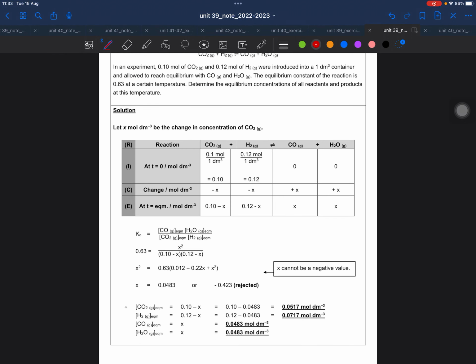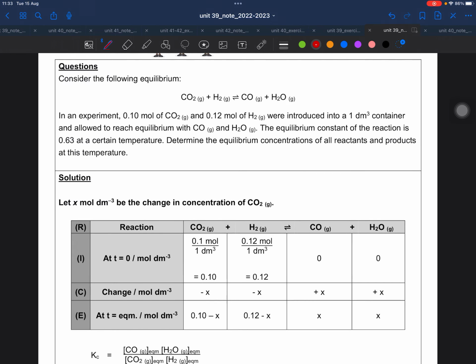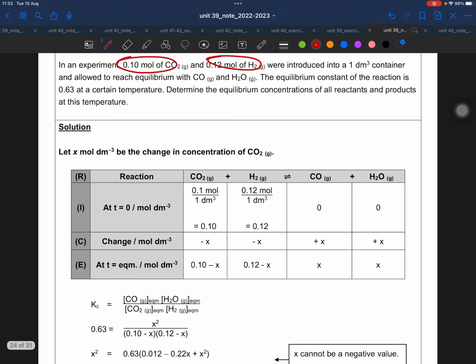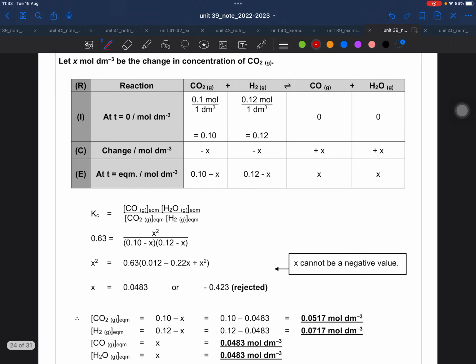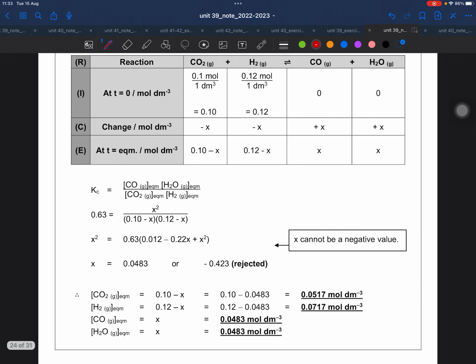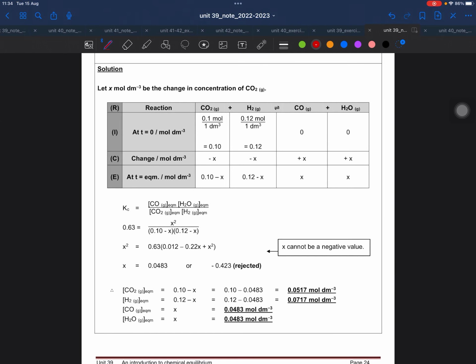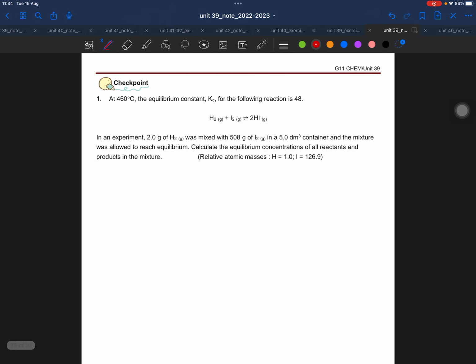So for an even more complicated case, you can see at the start both reactants have a different number of moles, but don't worry, we can still do the job. With the given value of Kc, I can handle it in no time, like this. And now it's your turn again, right?